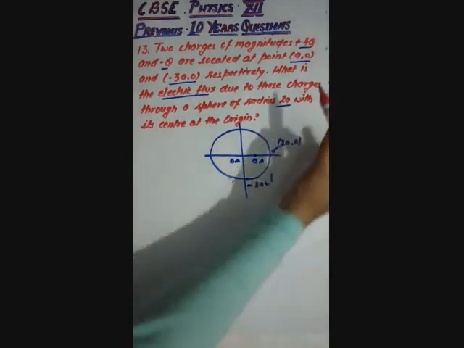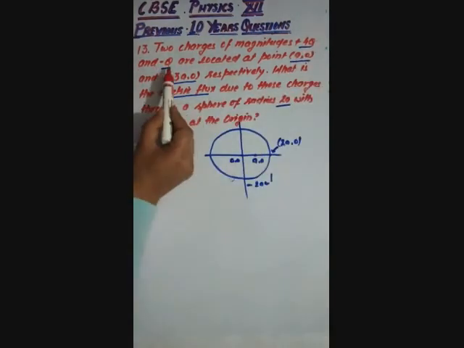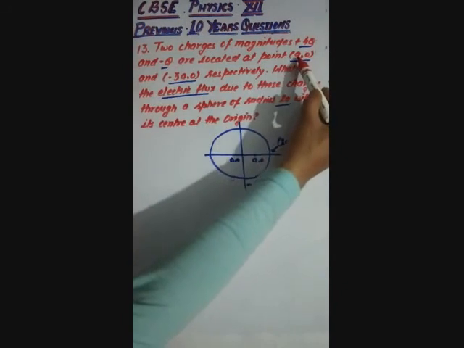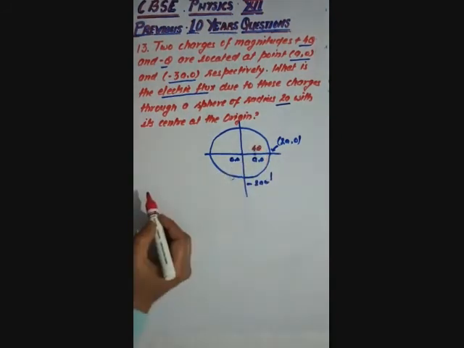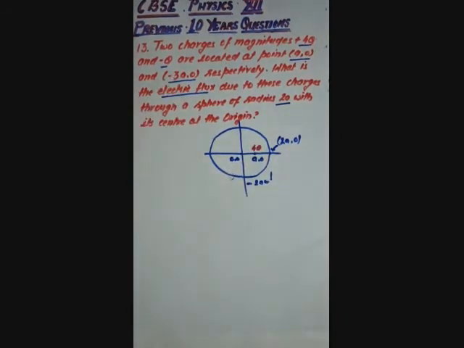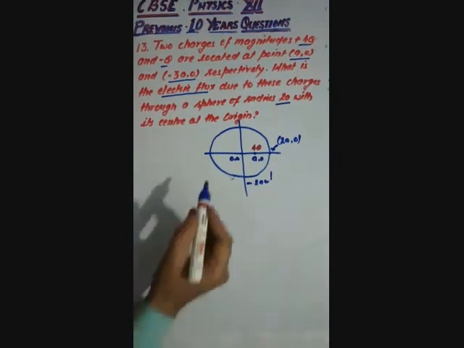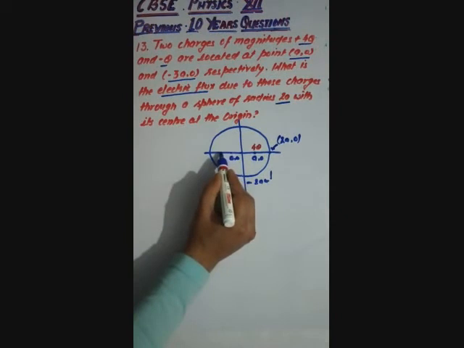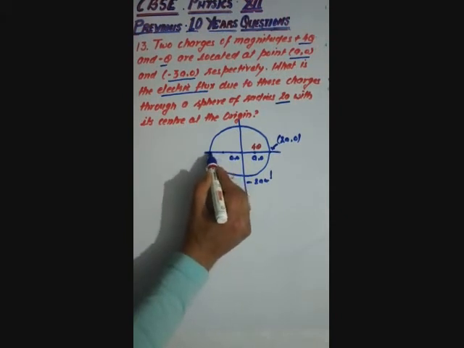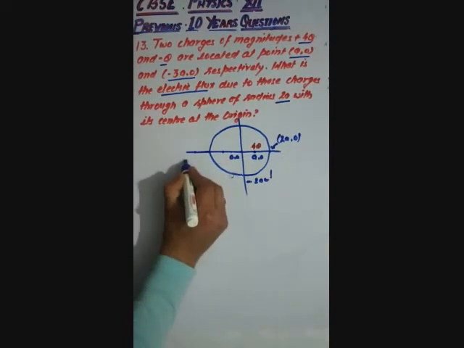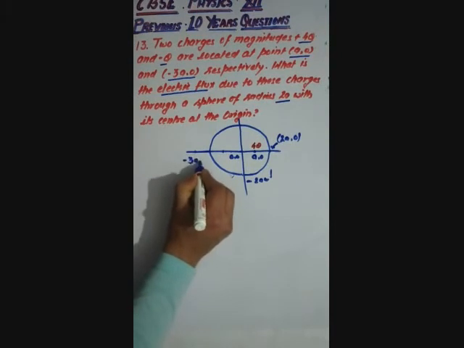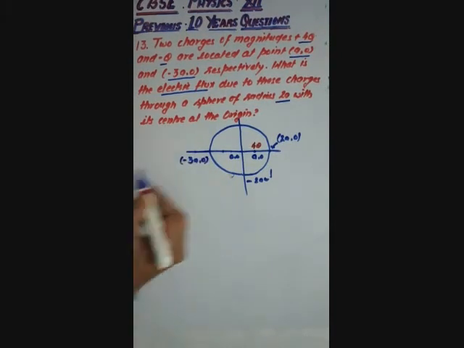The charges are at 4q and negative q. 4q will be at (a, 0) and negative q will be at negative a, negative 2a, negative 3a, (negative 3a, 0). Here the charge will be negative q.